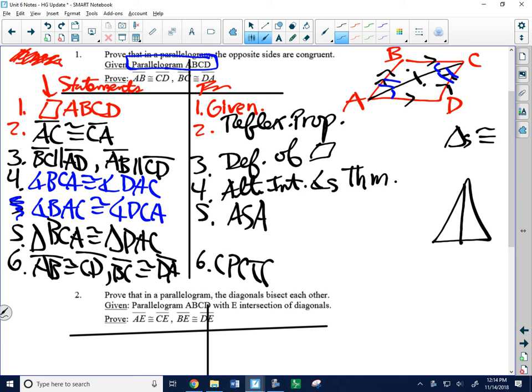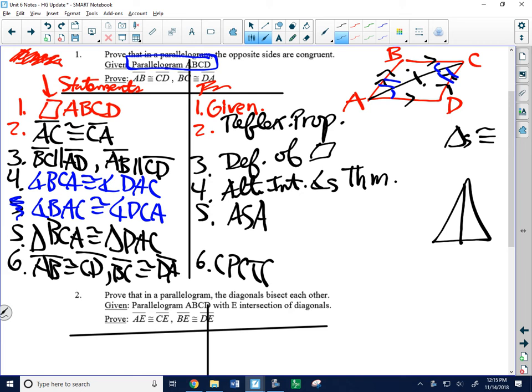So a quick review on that one is basically just showing the two triangles are congruent. We did a reflexive property, AC congruent to CA. Then the definition of parallelogram is that the opposite sides are parallel in step 3. And then step 4, that gave us the alternate interior angles marked in blue being congruent.